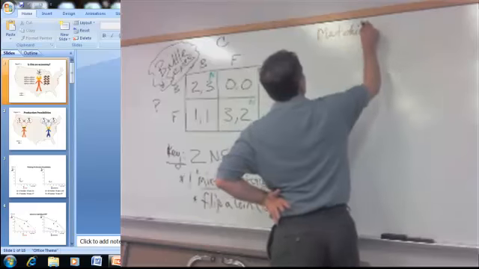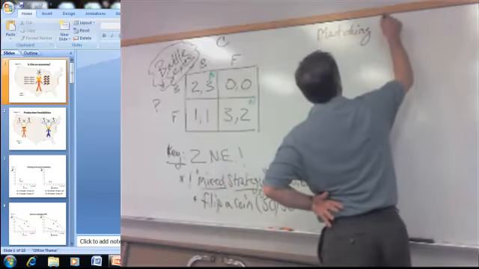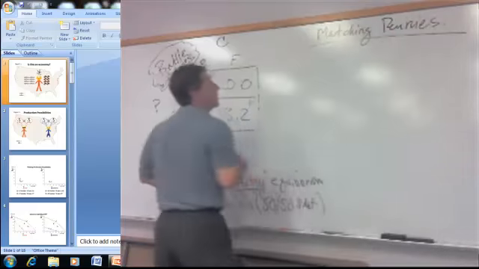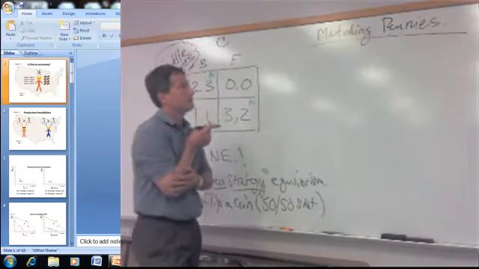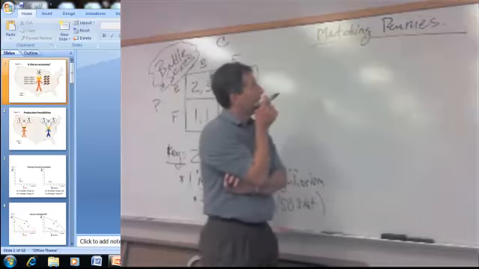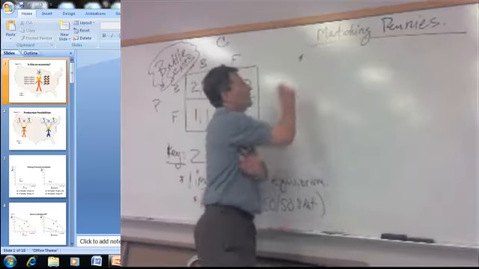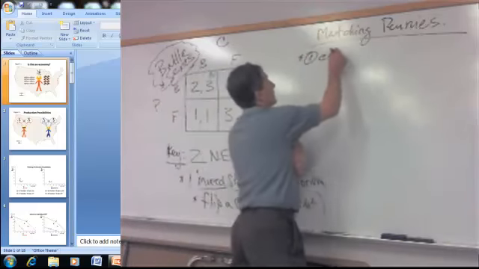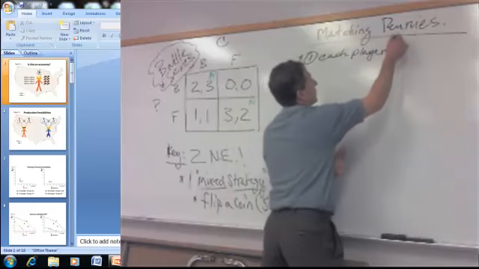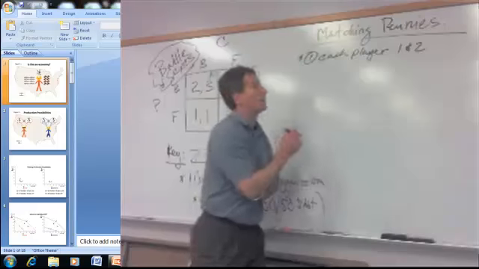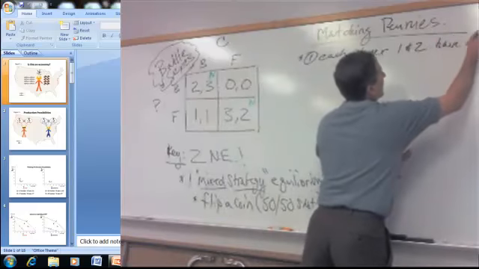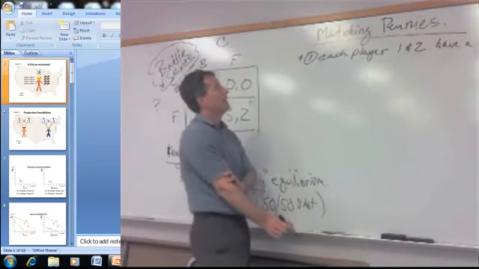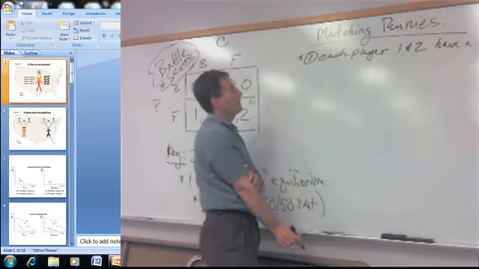New game. Matching pennies. All right, so here's how the game works. Number one, each player, 1 and 2, have a coin. So it could be a quarter, could be a silver dollar, what doesn't matter. Each player 1 and player 2 have a coin. Let's call it a quarter.